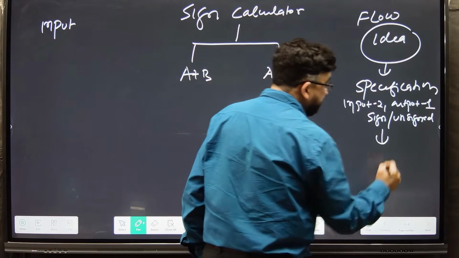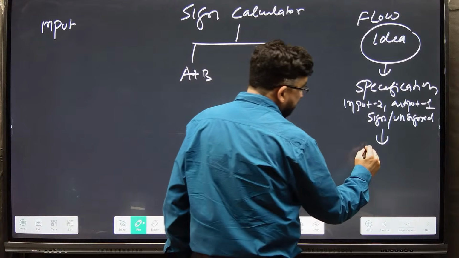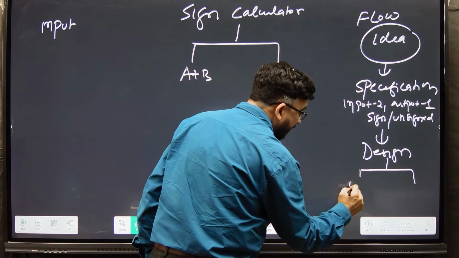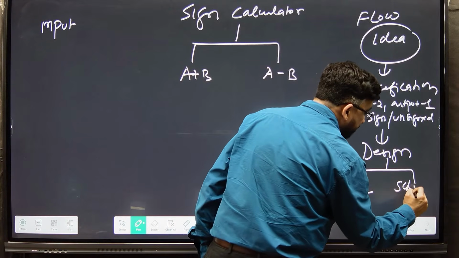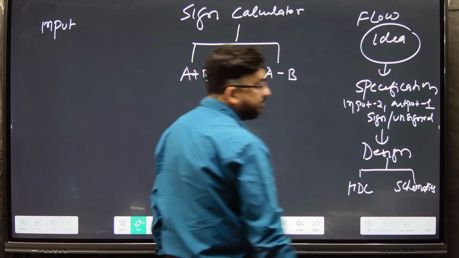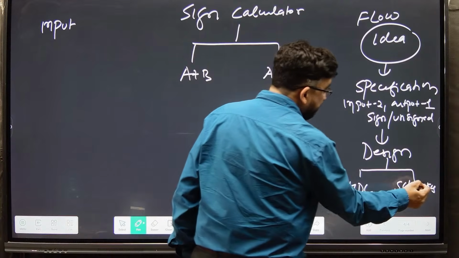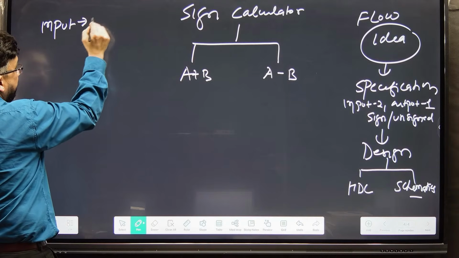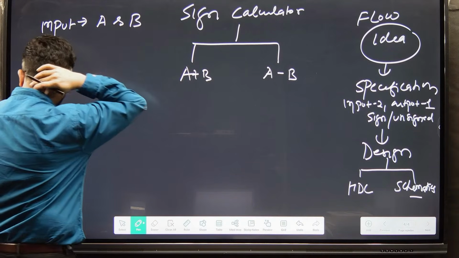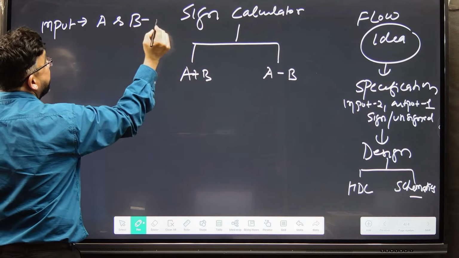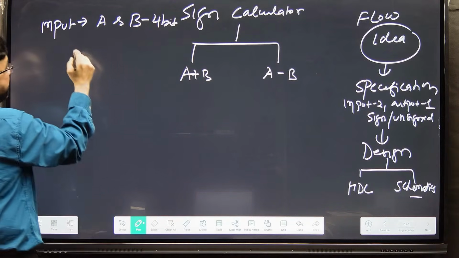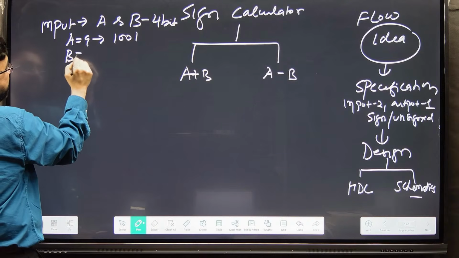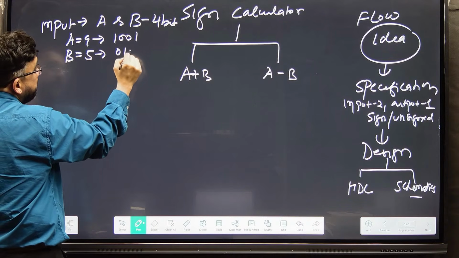Now, how to do the design part? Either you do it with the help of HDL or with the help of a schematic. We are going to do it with the help of a schematic. I have input A and input B, of 4 bits. Please remember this is 4 bit. 4 bit means if A is 9, that is 1001, and if B is 5, then 0101.